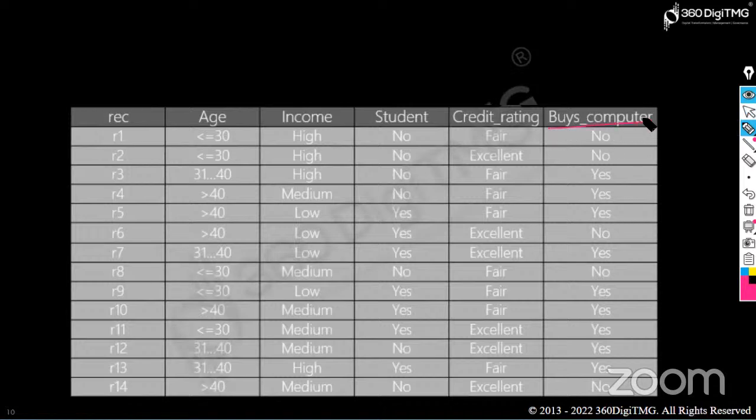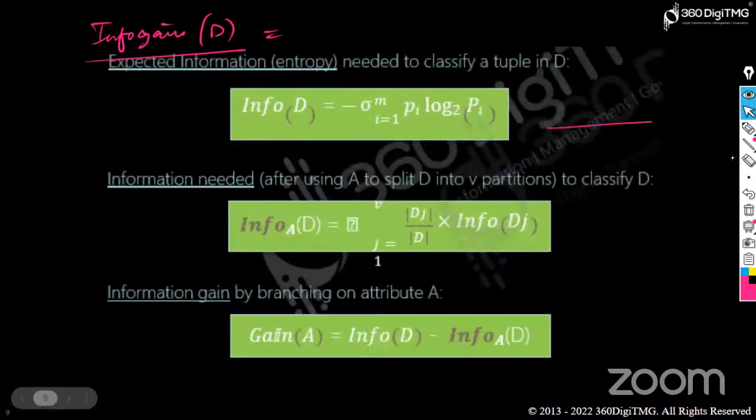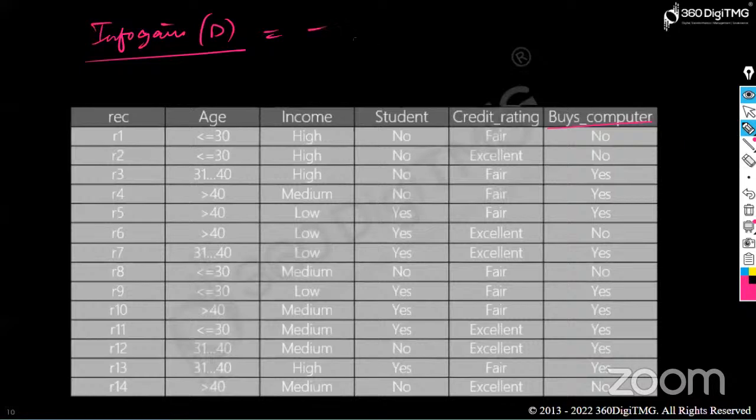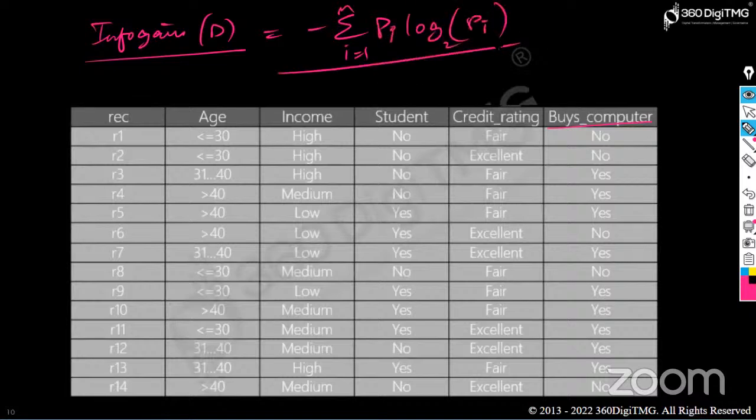Now, from this table, what you will do is calculate the information gain of the overall data set. So how do you calculate? What is the formula? We have a formula: information gain equals minus sigma i equals 1 to m, pi log of pi to the base 2. What is this pi? It is a probability. So how do you calculate this probability?